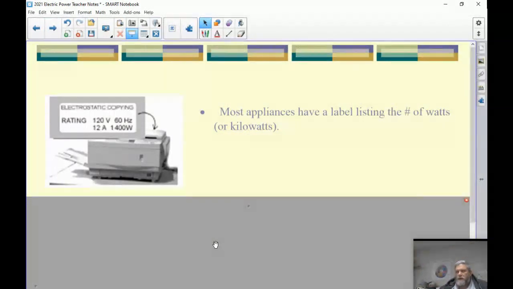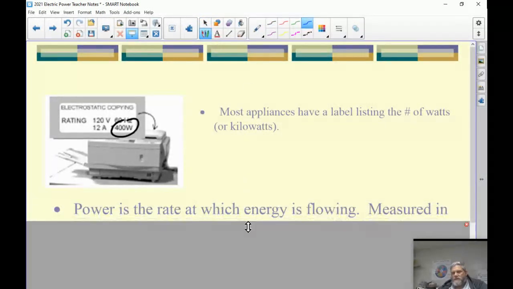All right, so most appliances have a label on them. If you look somewhere on them, like here, this copy machine's got one in the back that shows a rating of 120 volts, 60 hertz, 12 amps, and 1400 watts. The watts is usually listed right here, and that is what really tells us how quickly and how much electricity it's going to use.